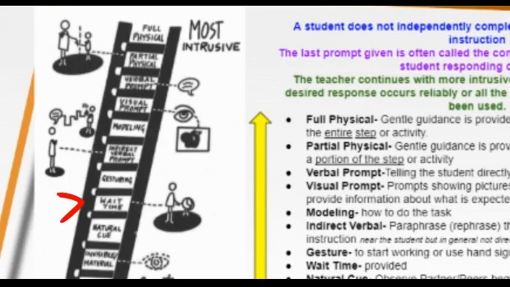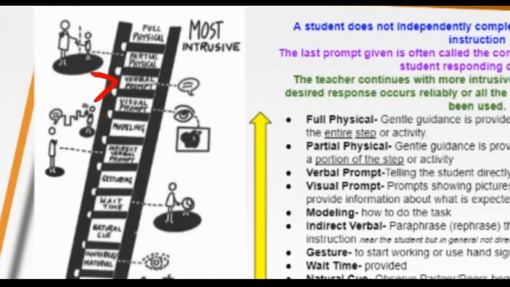And after that wait time has been provided, then you may want to think about a gesture, a hand signal to act out opening a book if students are pulling out a resource or a folder. Then we will go into indirect verbal. That is really paraphrasing the instruction or restating the directions near the student, but not too directly to the student, but more general. If that doesn't work, then you could go to modeling how to do the task. Visual prompting would be the next one, where you show maybe pictures, photographs of an object that will help provide information about what is expected.